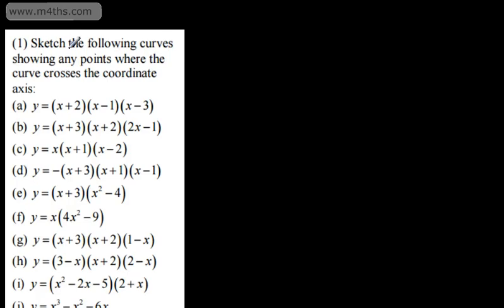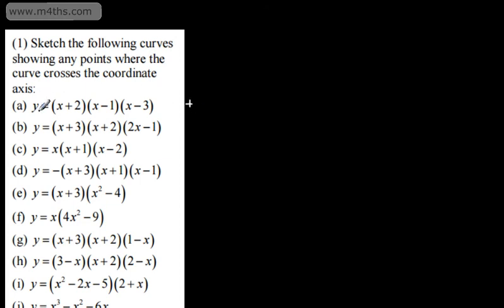So we're asked to sketch the following curve, showing any points where the curve crosses the coordinate axes. This is already in factored form. If I expand this out, when I multiply the x's, I'm going to have x cubed, which is positive. Looking down here, x times x is x squared, multiplied by the negative x would give me a negative. So straight away I can see that this is going to be a positive cubic equation.